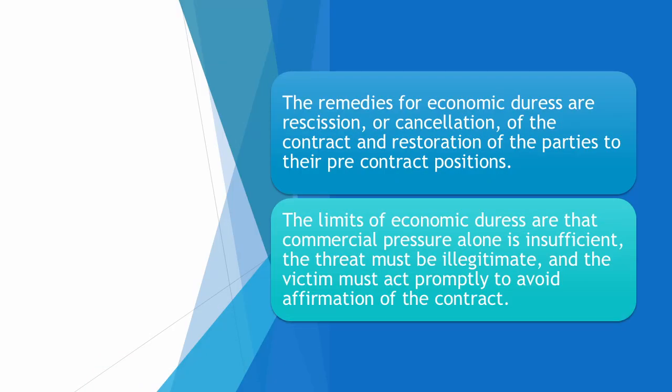The remedies for economic duress are rescission or cancellation of the contract and restoration of the parties to their pre-contract positions. The limits of economic duress are that commercial pressure alone is insufficient, the threat must be illegitimate, and the victim must act promptly to avoid affirmation of the contract.